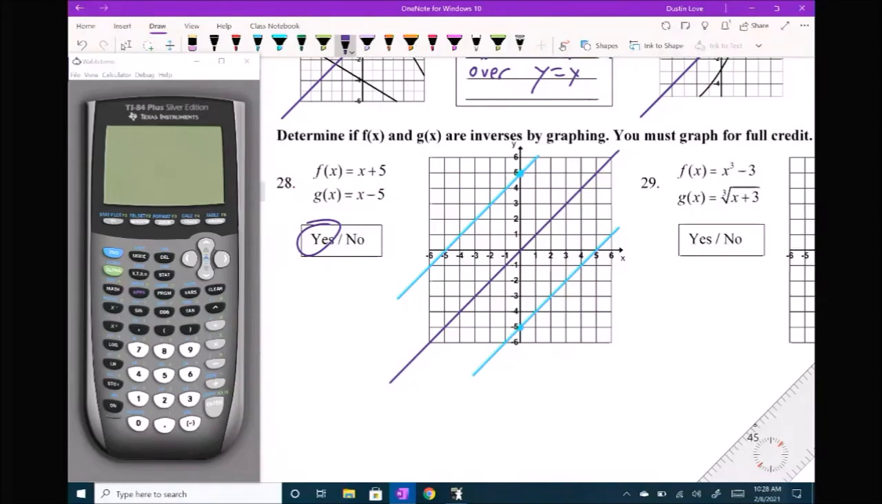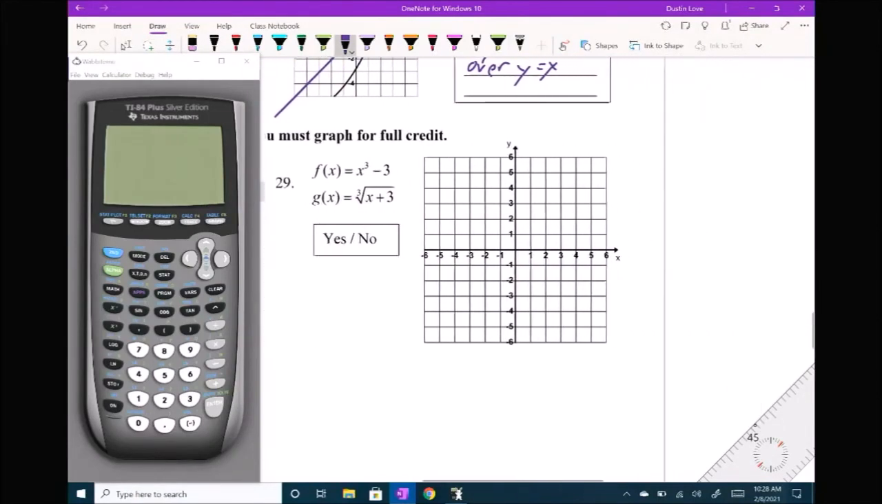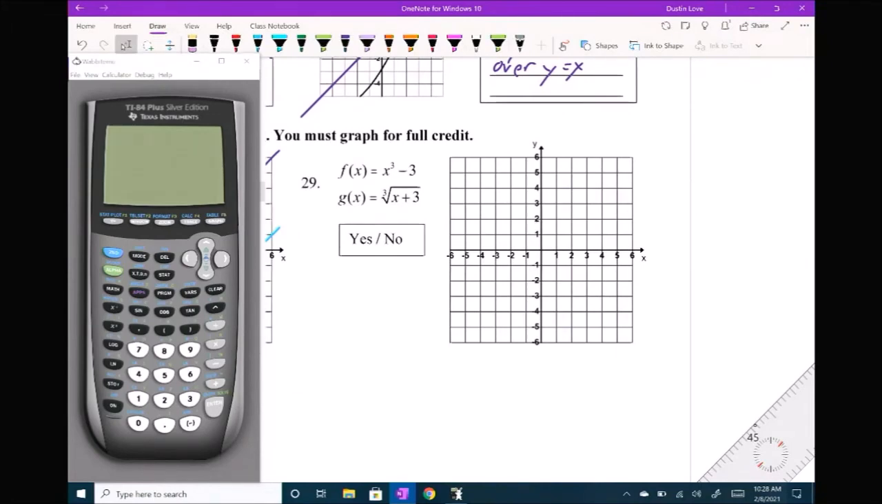All right, number 29. Cubed root of x minus 3. So we're going to drop a vertical shift of minus 3. Rise 1, run 2, rise up to 8. Boom. There we go. Now, cubed root of x plus 3. Well, I'm going to go over to plus 3. And it's up 1, 1. And then down 2 over 1, 2, 3, 4, 5, 6, 7, 8.